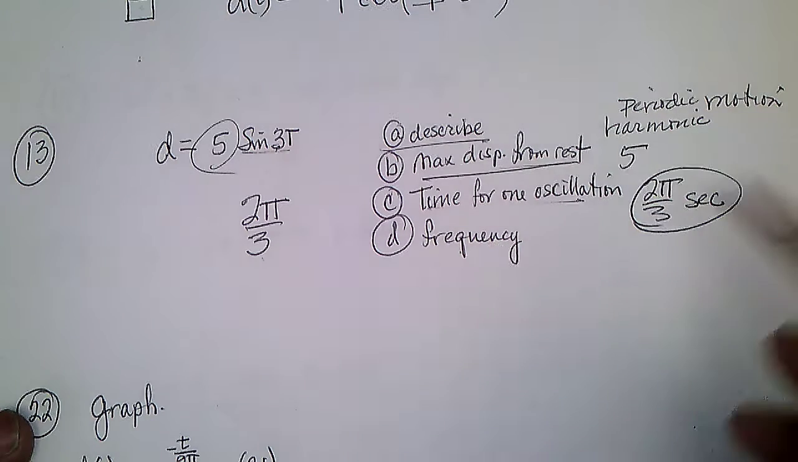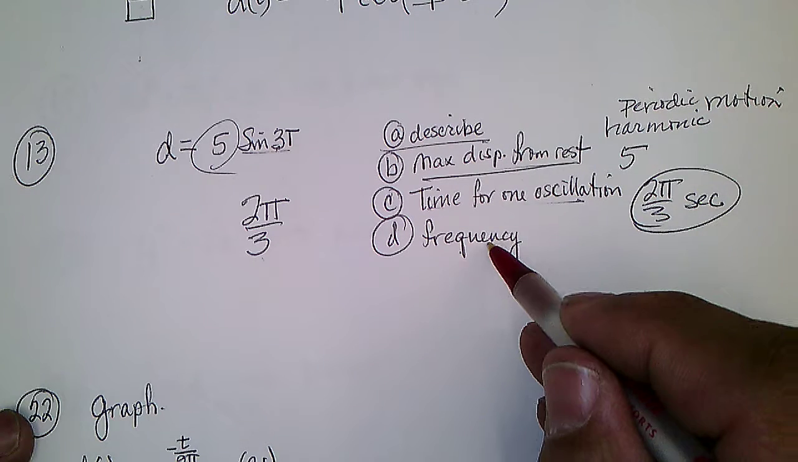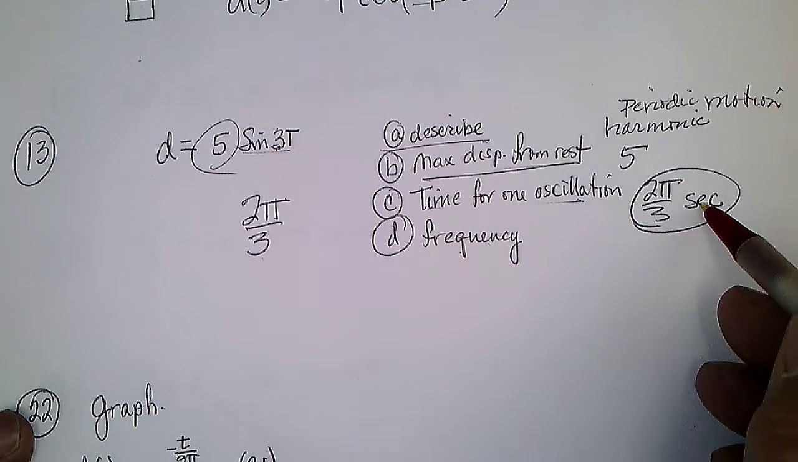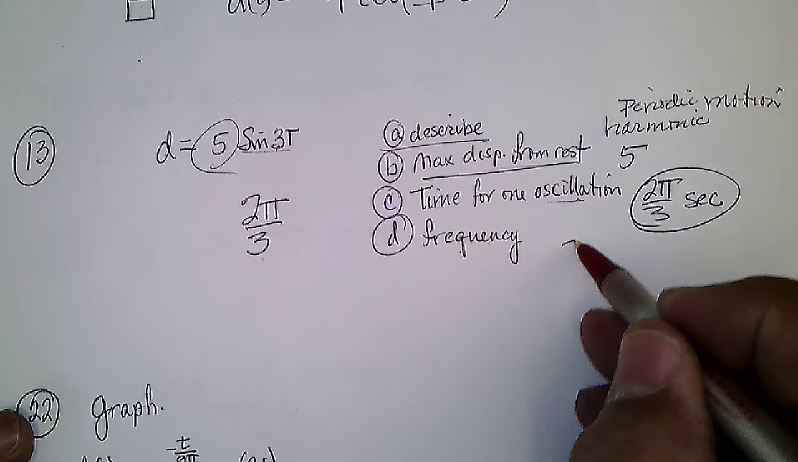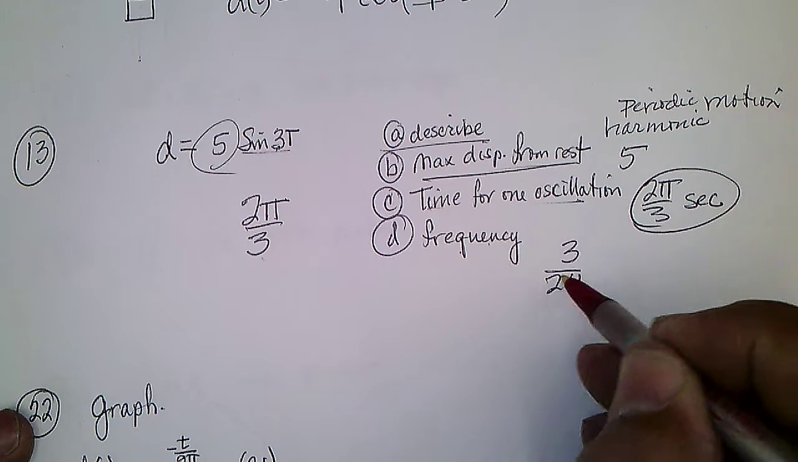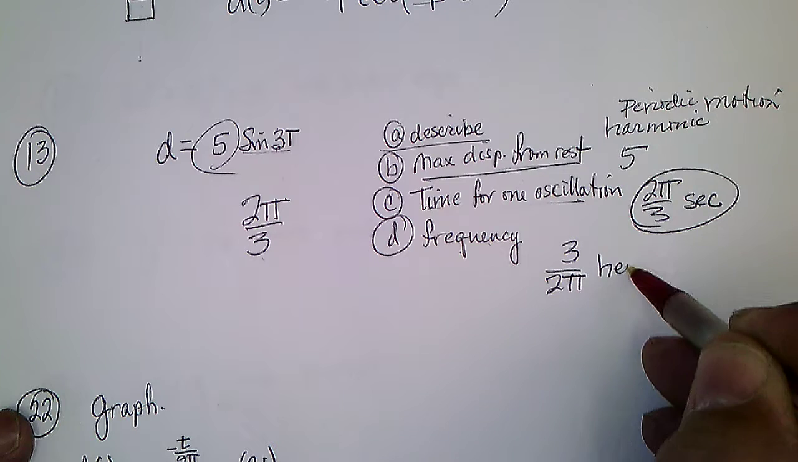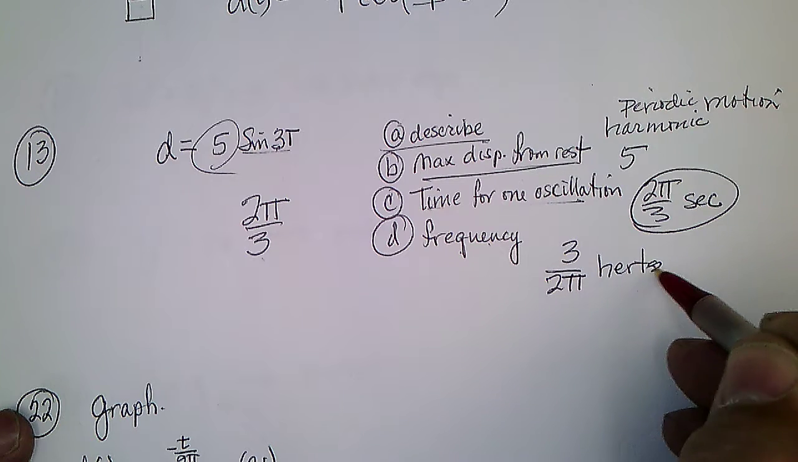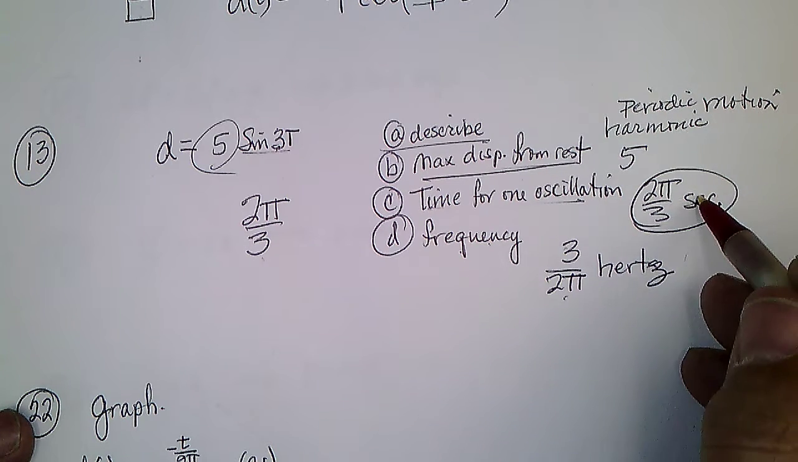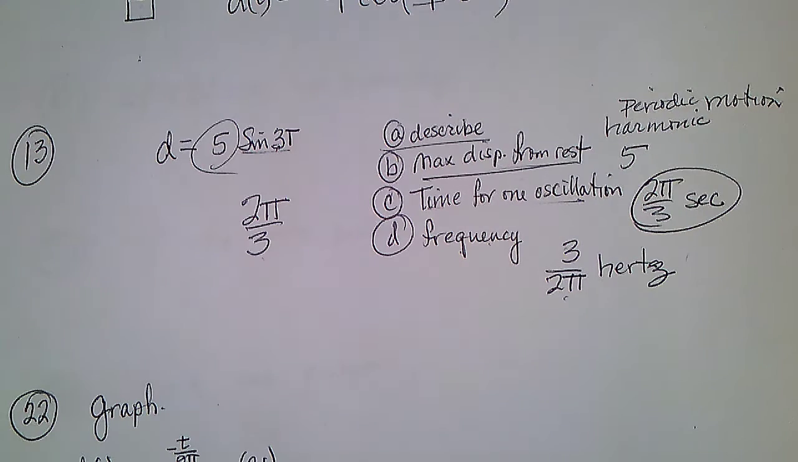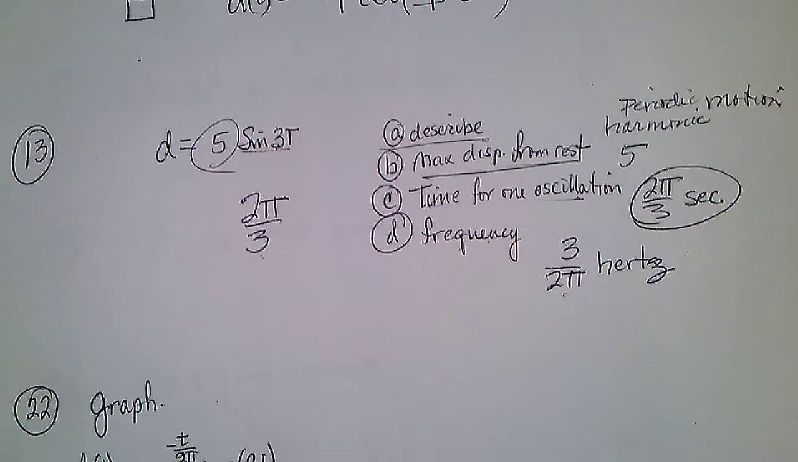And the frequency is simply the reciprocal of the period. So that'd be 3 divided by 2 pi hertz. Hertz is how many cycles per 1 second. The reciprocal of that. And that's it.